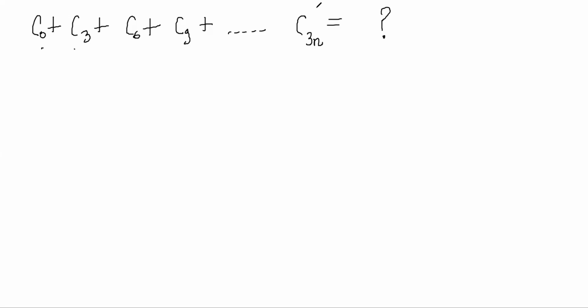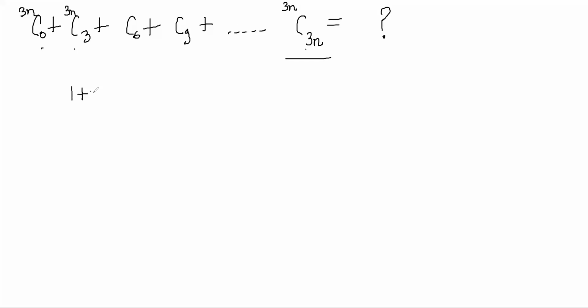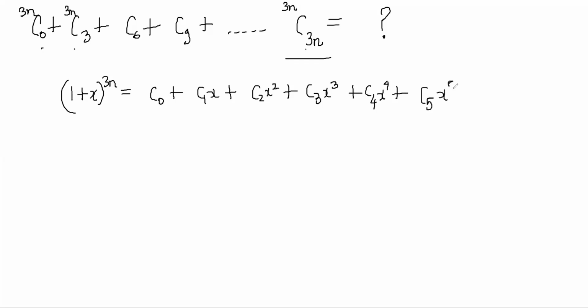So try to think about how we can do this one. If I'm writing it till 3n, then that means the top must be 3n, right? Otherwise, how will it be? Correct. You told that last class. If it is going up till C3n, then you are assuming that the top is 3n. So this is the series that I want to sum. So first thing you should write is (1 plus x) to the power 3n, which should be c0 plus c1x plus c2x square plus c3x cube plus c4x4 plus c5x5 plus c6x6 and so on till c3n x power 3n.